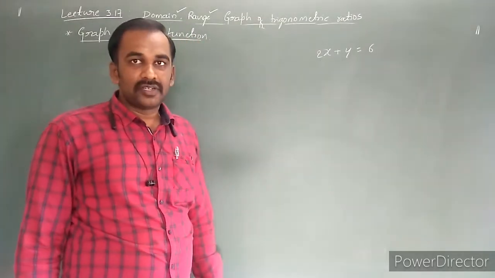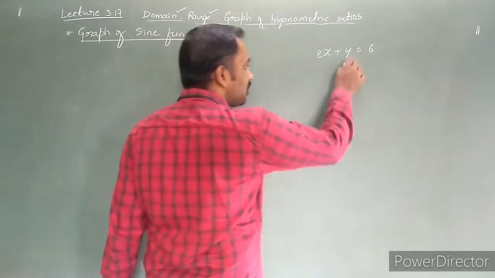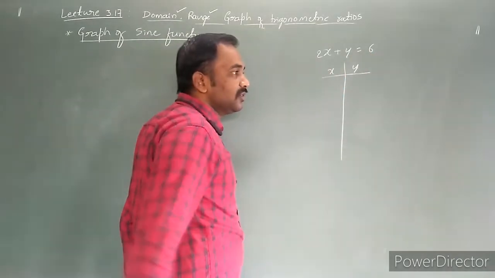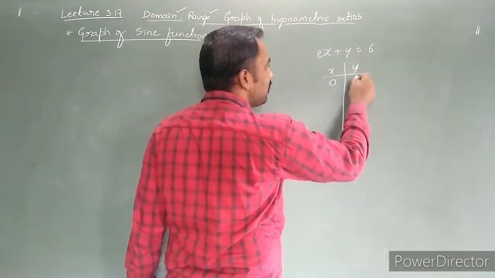It is a line equation, a linear equation involving two variables. Have you drawn a graph? Yes. How many people have drawn the graph? Take x and y values. Replace the x value. What is the y value? X value is 0, y value is 6.